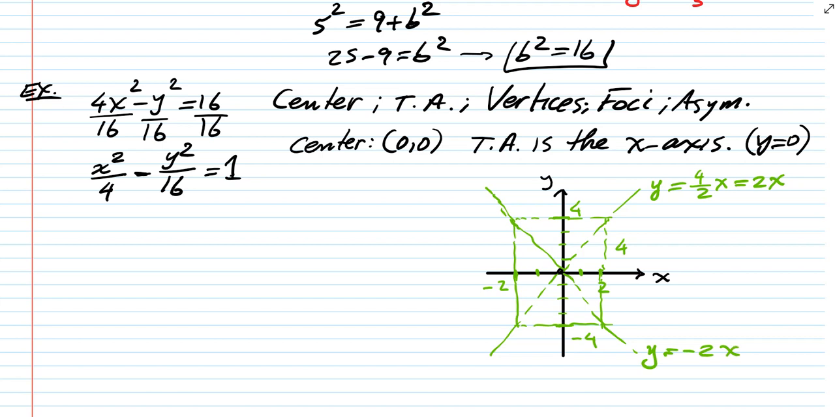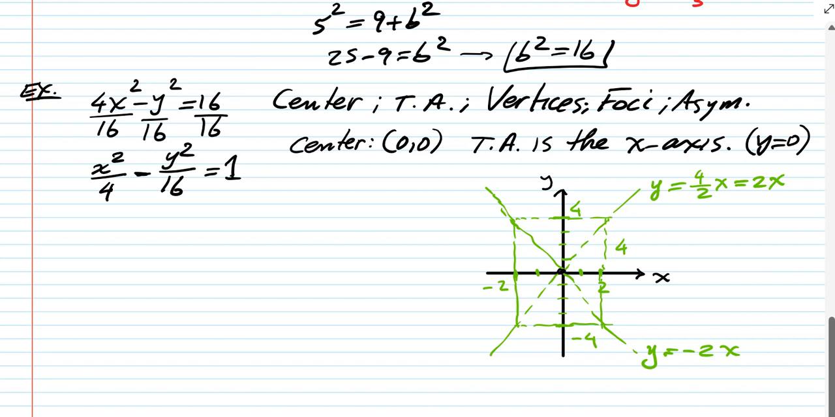So we got the asymptotes. We got that part done. So far, not bad. We got the center, we got the transverse axis, and the asymptote. Vertices and foci. Okay. Now, once I have the fundamental rectangle, I'm going to go from the center.